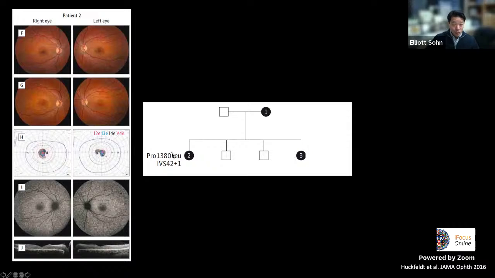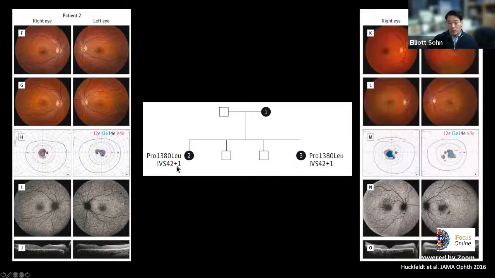So this patient has 2 mutations. You can see the Pro1380Leu and this intronic mutation IVS42. So let's look at the sister of patient number 2. This is patient number 3, who has what looks like a pretty similar appearance. The Goldmann visual fields show central scotomas, and the autofluorescence, which you can see better than the fundus photos, does show hyper and hypopigmented spots symmetrically peppering the posterior pole.